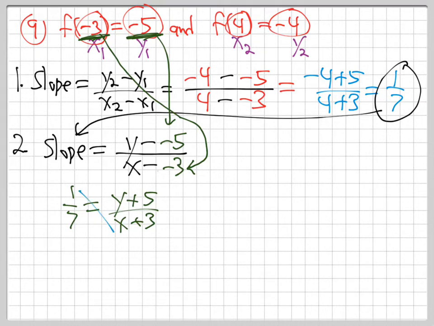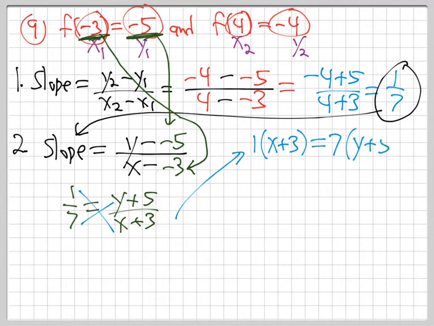And then we go diagonal, diagonal. So, and I'm going to bring that over here. That'll be 1 times x plus 3 is 7 times y plus 5. Everybody see what I did there with the diagonal, diagonal? All right, and distribute. So x plus 3 and 7y plus 35. Are we good to there?